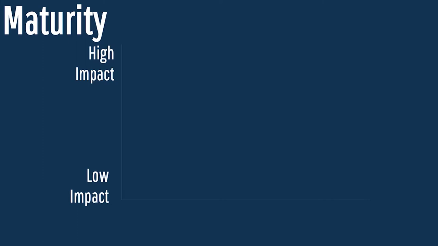The vertical axis is the level of impact that the technology is having or projected to have. And the horizontal axis is a measure of the maturity of the technology. A technology can be mature, but not have much impact. Similarly, an immature technology can have a very high impact on the industry.